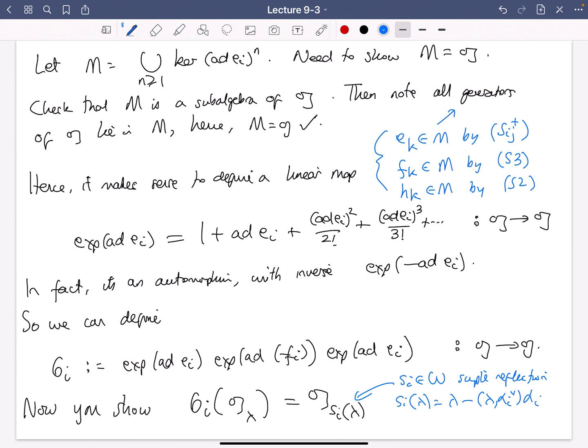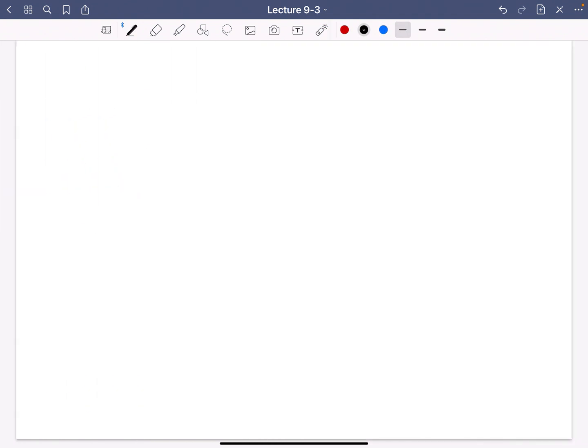Okay, so that's showing, because there's this invertible linear map taking g_lambda to g_{s_i(lambda)}, that these two different weight spaces have the same dimension. But that implies that, in fact, you can take any element of the Weyl group, right? Because the Weyl group's generated by those s_i's.